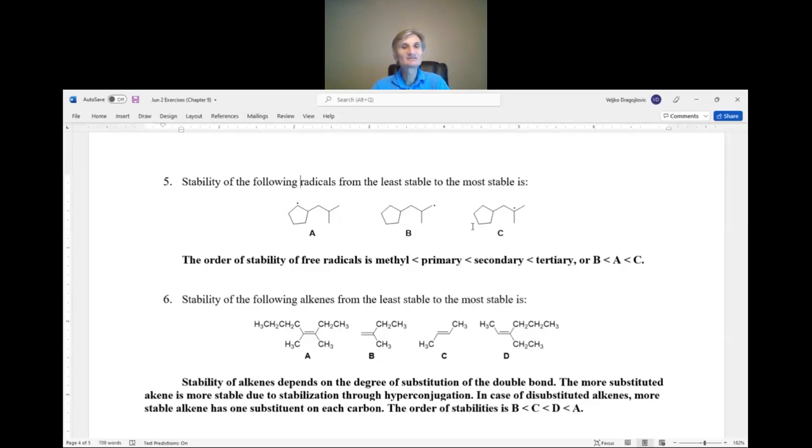And the least substituted is the least stable. So methyl is the least stable, and then primary, secondary, and tertiary is the most stable. In case of carbocations, this is the order of stability for electronic reasons, due to stabilization of the carbocation through hyperconjugation. So electron donation through hyperconjugation.